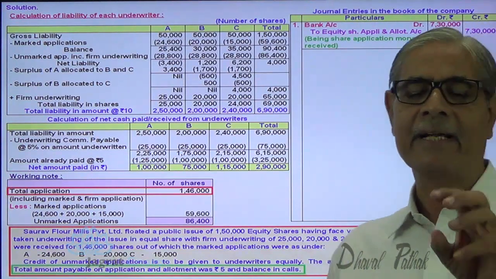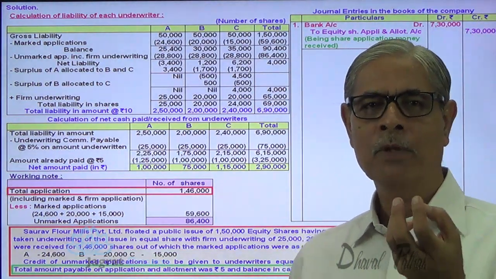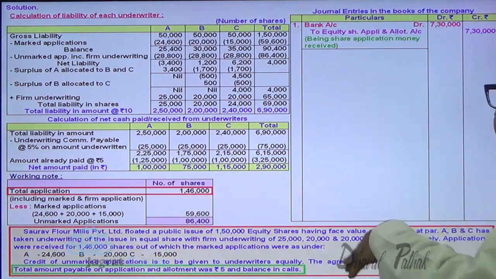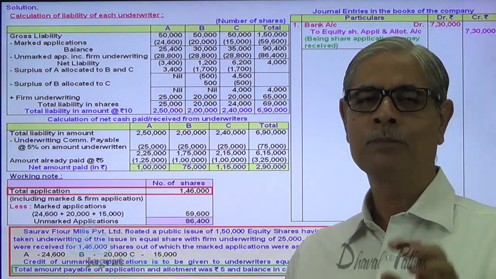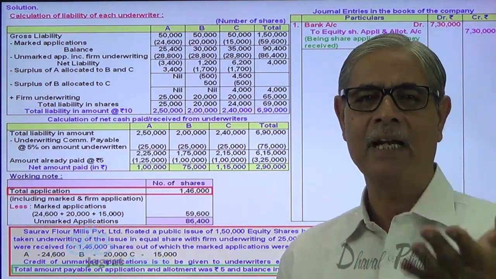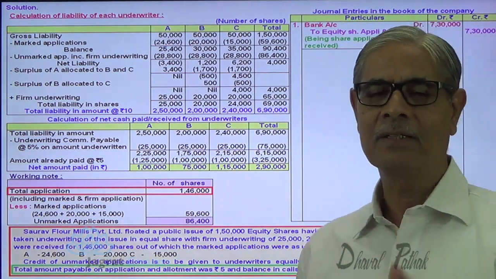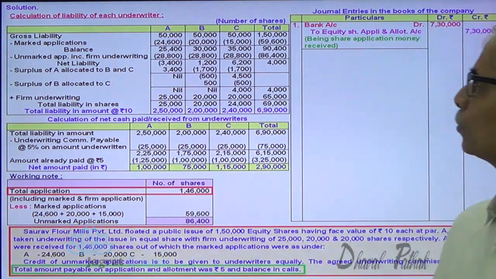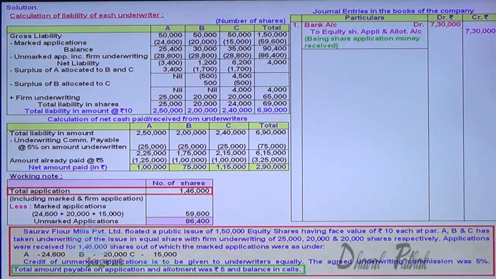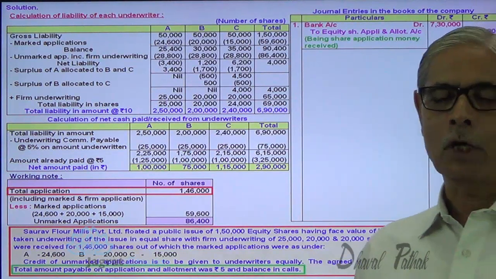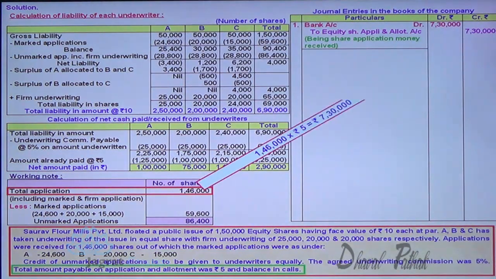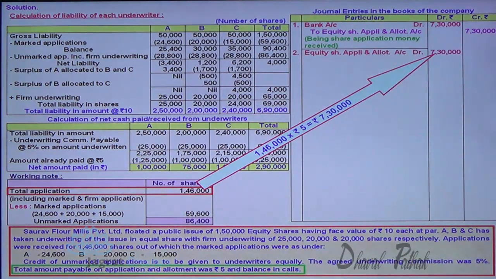I just write narration in a very brief form because I want to accommodate all the journal entries on a small screen. So you can write narration in a detailed way in your own language, but tolerate the small narration that I present before you. Now, bank account debit to equity share application and allotment account. Now all the shares are allotted. So 1,46,000 equity share application and allotment account debit, 7,30,000.